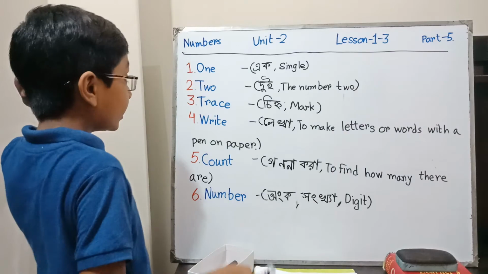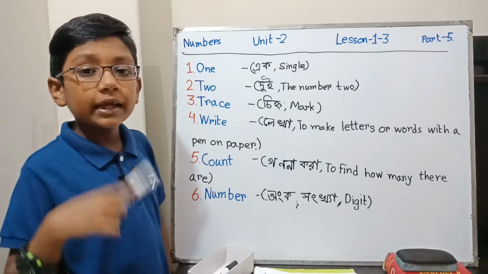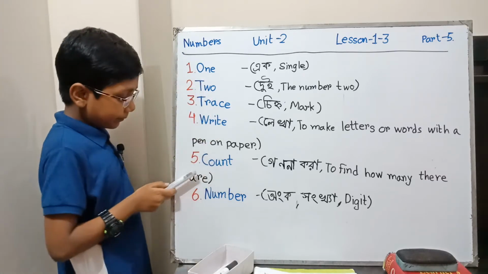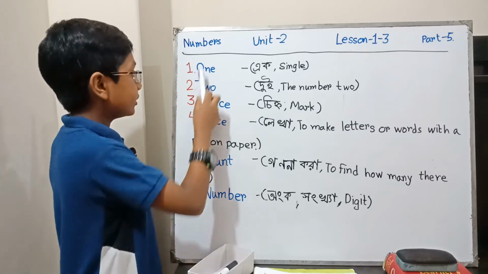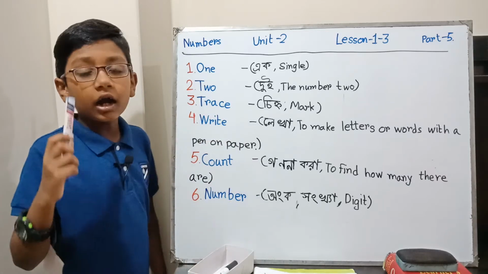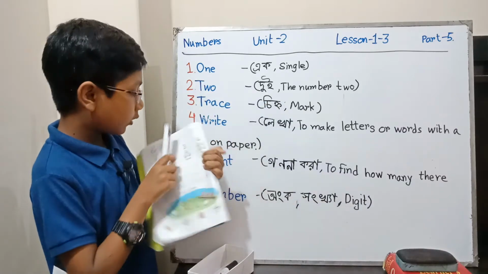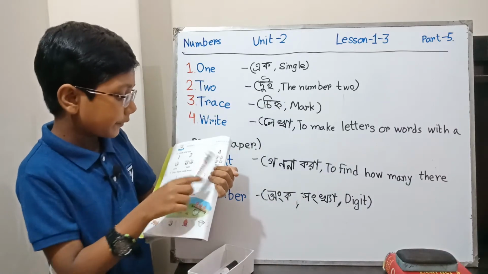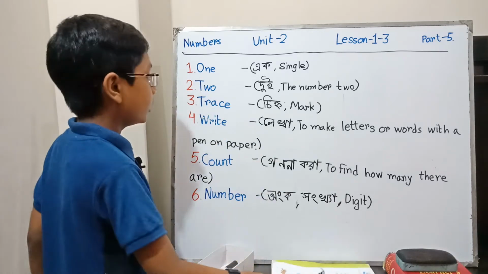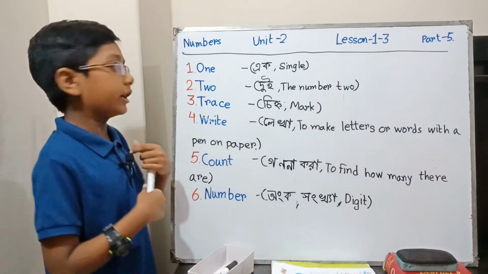So, here I have written some English to Bangla and English. Here, this red ink is the numbers. These blue inks are the words, like one. Here is one and two. And what about three and four? That's just the same. Only this changes into 3 or 4. I'll tell you that later.